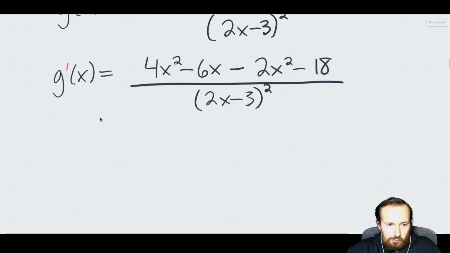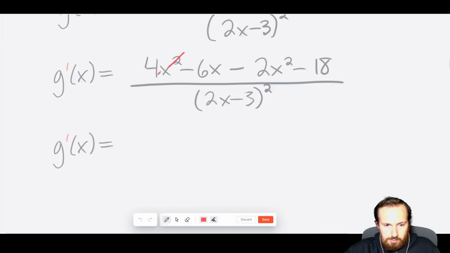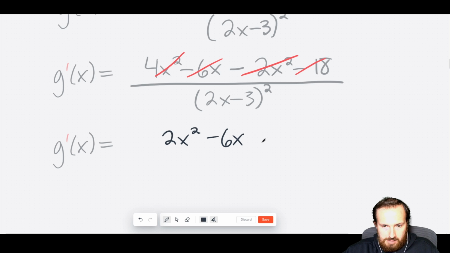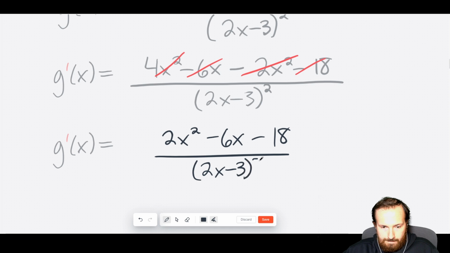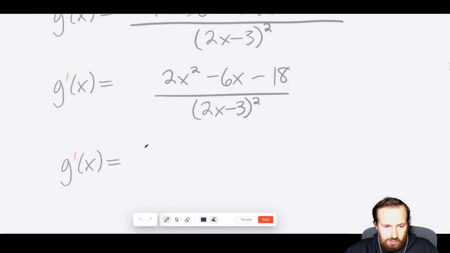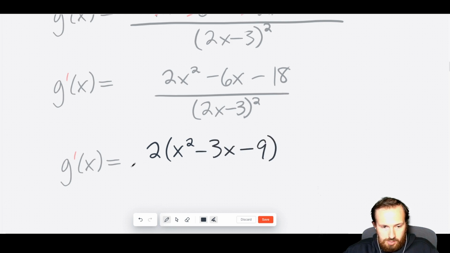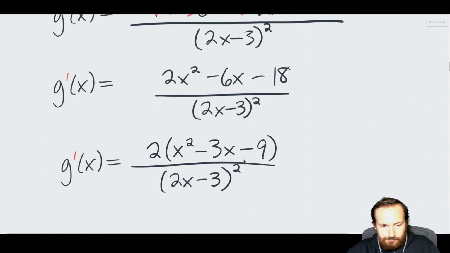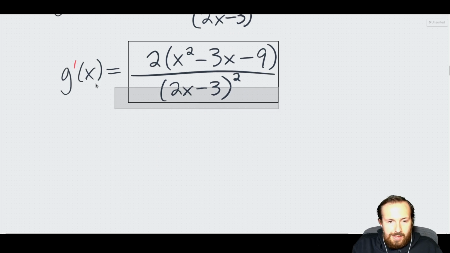If we simplify it a little further, we can combine like terms. So let's combine all the x squared. So 4x squared minus 2x squared, that's 2x squared minus 6x minus 18, all over 2x minus 3 squared. So we have that, and then I see another simplification we can make. We can actually factor 2, it looks like, out of the numerator. So if I do that, I'll end up with 2x squared minus 3x minus 9. So 2 times all of that, all over 2x minus 3, the whole thing squared. So there you go. Here's the derivative.